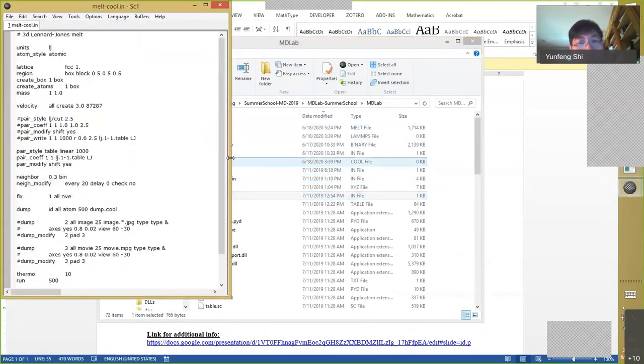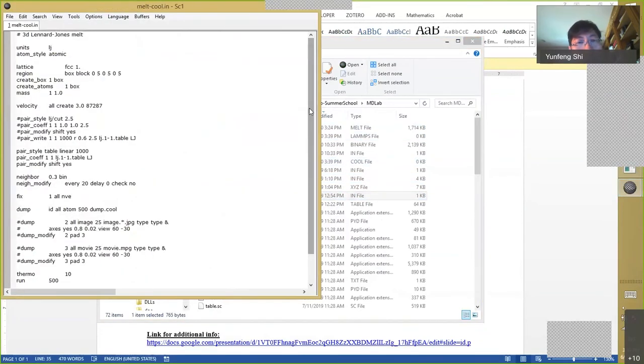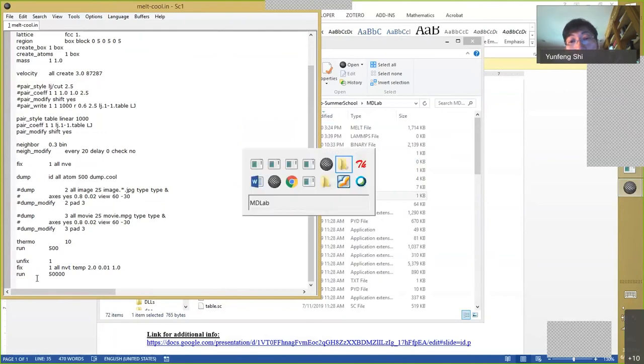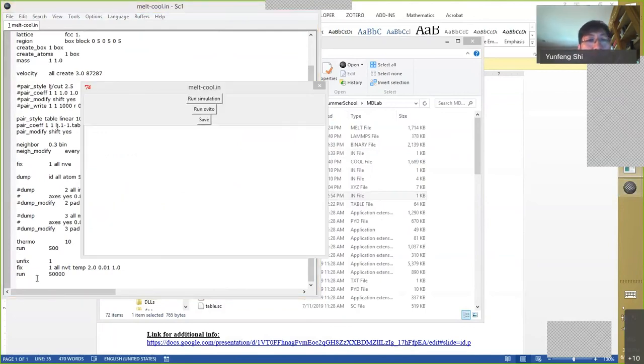So now you can see this is almost the same code, except that it is a high temperature and then cool down to really low temperature, 0.01. This is really, really low. And I'm not going to use fix NVE. That was a microcanonical ensemble. This is just NVT. I'm controlling the temperature, not conserving the total energy. So this is a canonical ensemble, right? And we run it quite longer. Okay. All right, we just finished.